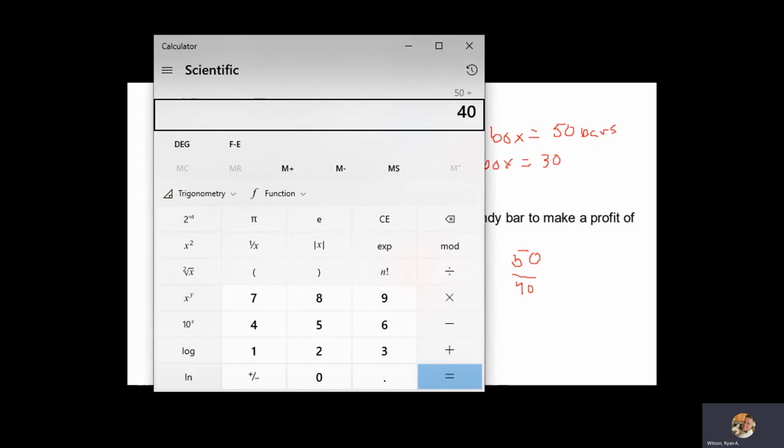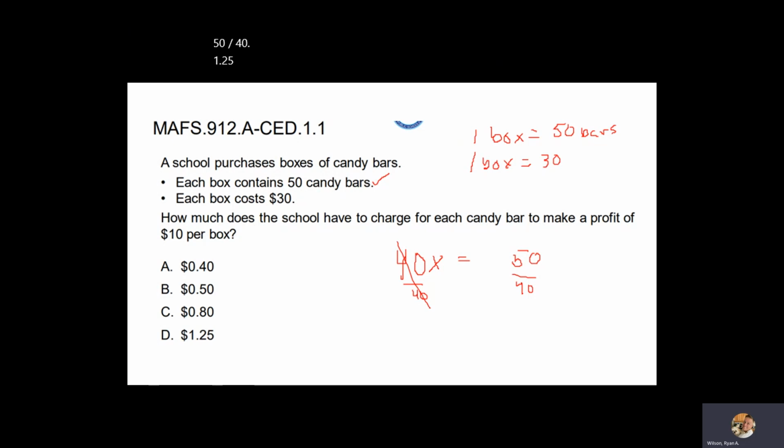50 divided by 40. 1.25. That is one of the answers. So let's just pencil that for a second, okay? Now let's try another equation.